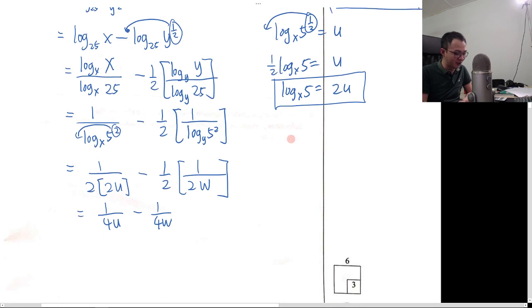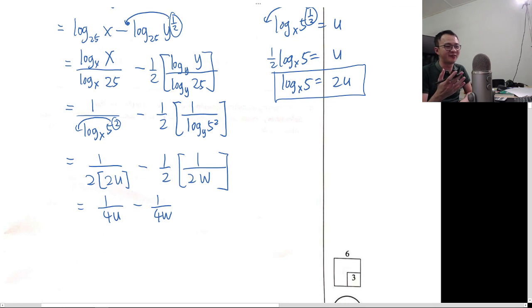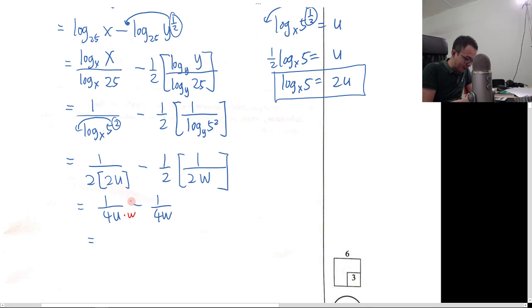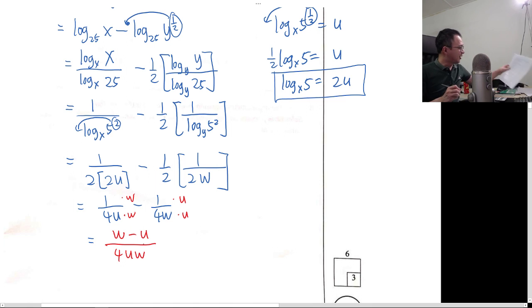See, the question wants me to make it into a single fraction. So what I will do over here is multiply by w and u for both. I multiply w here, I multiply u here. So my final equation should be w minus u equals 4uw. I hope I don't make any careless mistake here. Which I'm not.